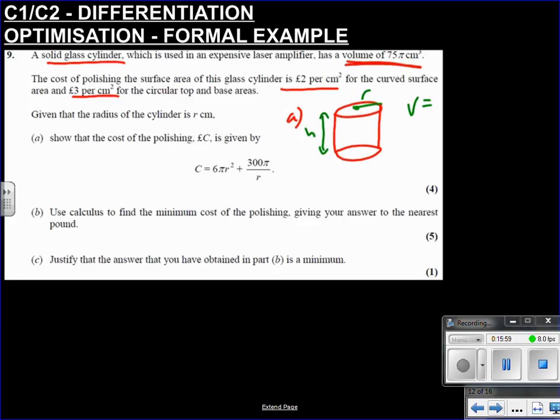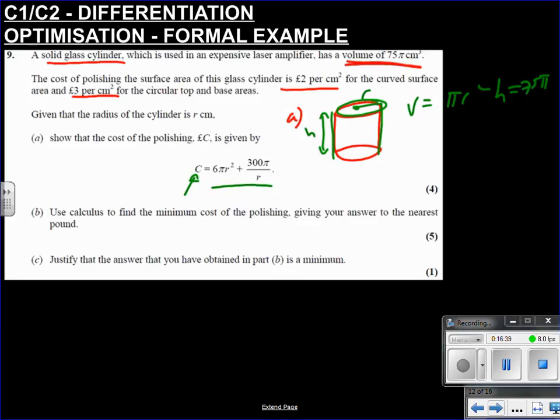So let's do it. The volume for this thing is pi r squared. That's the area of that circle. And then it's times by h, isn't it? So it comes down here. That's h. So there's the height. And we know this thing is 75 pi. That's helpful. We're trying to find the cost of polishing. Well, really, the cost of polishing is given by the surface area, isn't it? Because it's £2 for the cylinder and it's £3 for the circular top. So let's go for that.